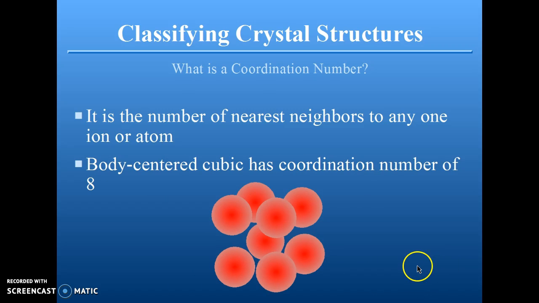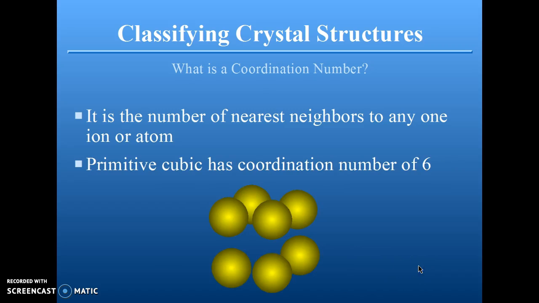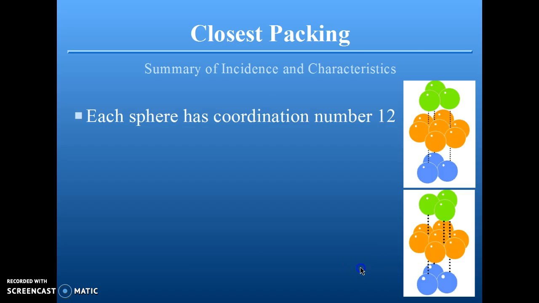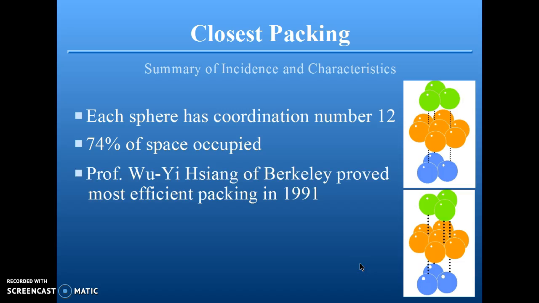The body-centered cubic has a coordination number of 8. That's fairly easy to see here. Primitive cubic has a coordination number of 6. So summary, each sphere in closest packing has a coordination number of 12. 74% of the space is occupied. Professor Wu-Sing Yang of Berkeley proved that this is the most efficient packing in 1991.